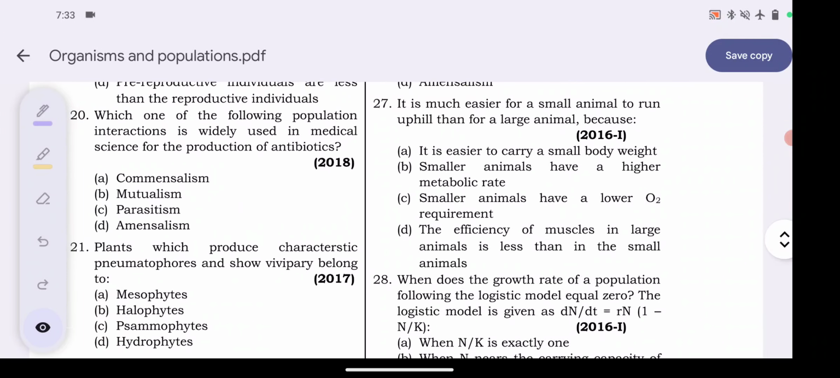Question 27. It is much easier for a small animal to run uphill than for a large animal because it is: Option A, it is easier to carry a small body weight. Option B, smaller animals have a higher metabolic rate. Option C, smaller animals have a lower oxygen requirement. Option D, the efficiency of muscles in large animals is less than in the small animals. So here the answer will be option B, small animals have a higher metabolic rate, because little animals have a faster metabolic rate than large animals. Running uphill is significantly easier for them. So B is the answer.